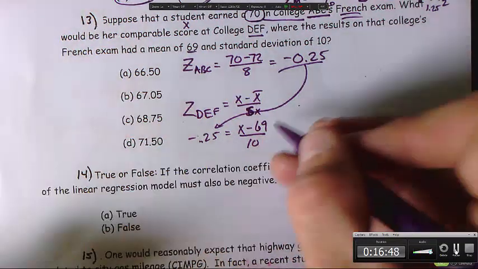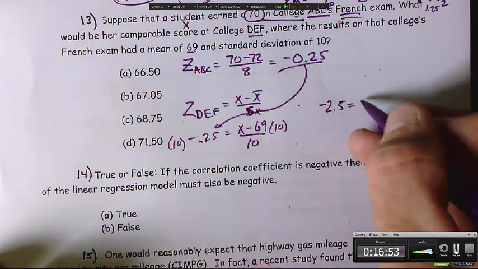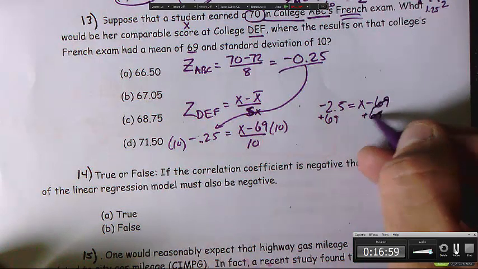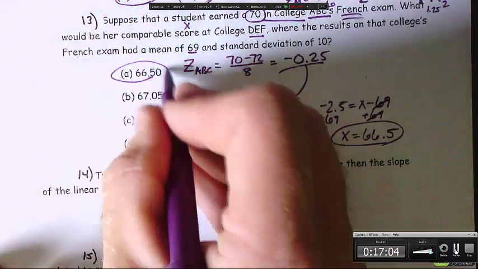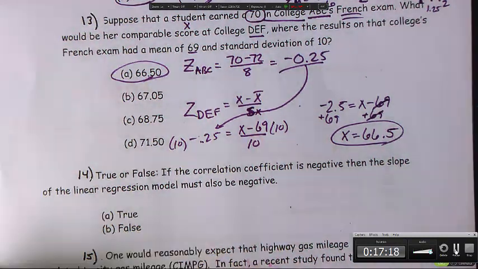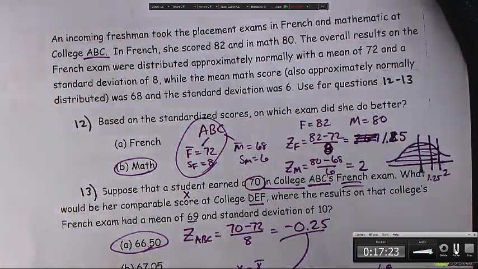Then it's the same two steps to solve for x. You multiply by your standard deviation: negative 0.25 times 10, which is negative 2.5, equals x minus 69. Add 69, and you get 66.5. I think a lot of people put 71.5. That was a common mistake. Make sure you read the instructions, because it said to use this for questions 1 and 2 on the test. It does apply on 12 and 13 now, but it originally said to use it for questions 1 and 2.